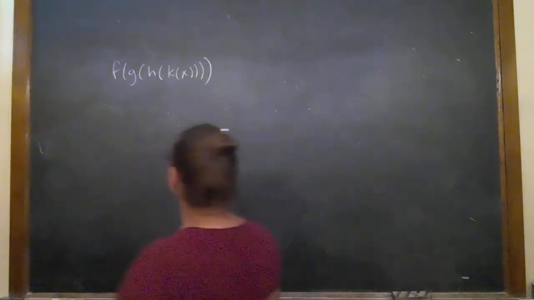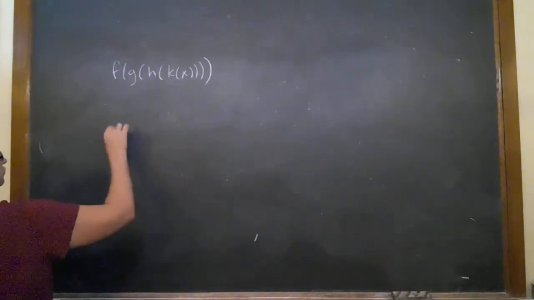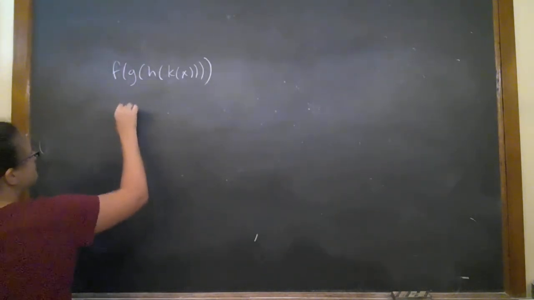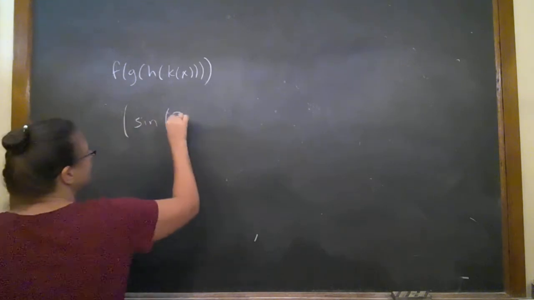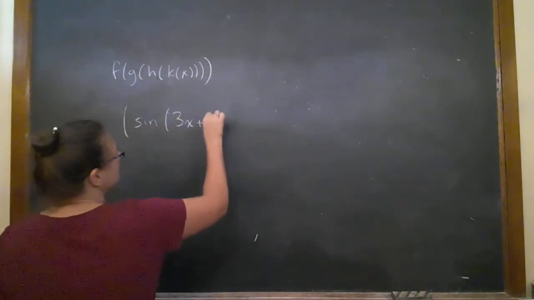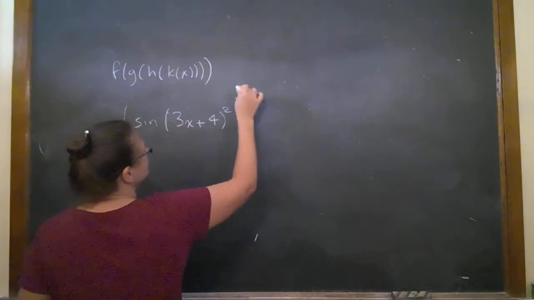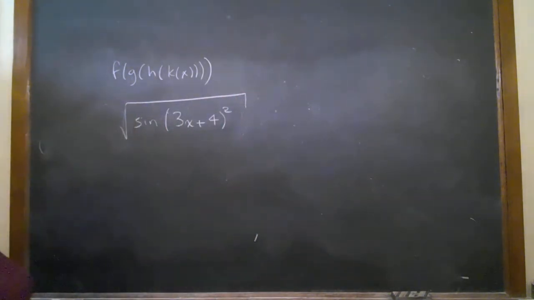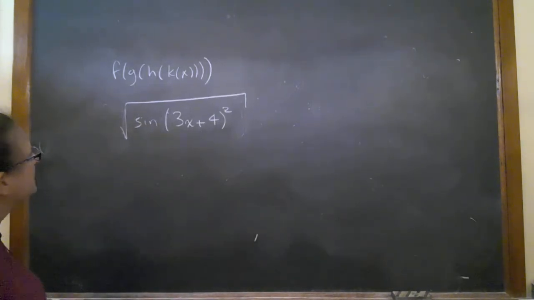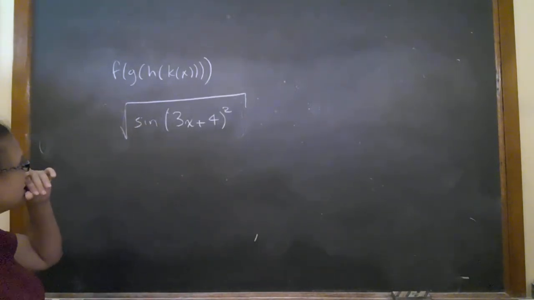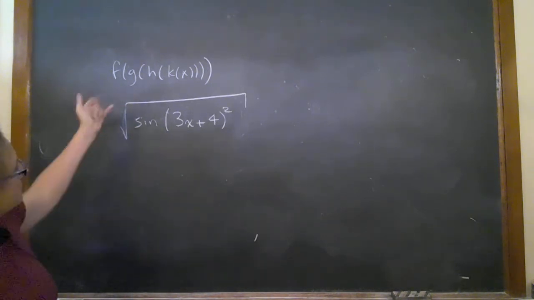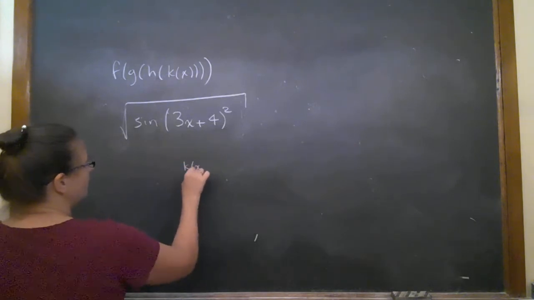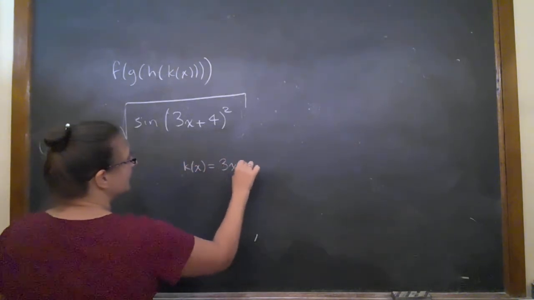If you have something like, sine of 3x plus 4 squared, to the, let's put a square root out there, sure. Okay, like that's not even that bad, right? That's almost nothing. But you see there's a couple of different functions here. So the most inside one is this, right? So I'll call that k of x is 3x plus 4.